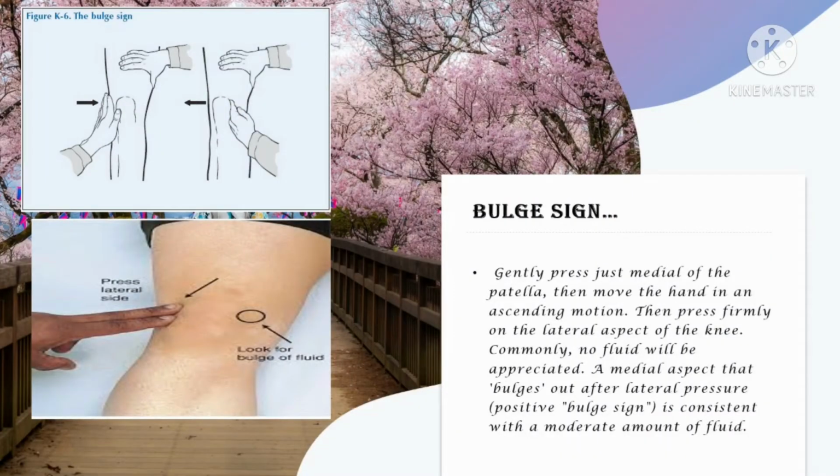Bulge sign. Gently press just medial of the patella, then move the hand in an ascending motion. Then press firmly on the lateral aspect of the knee. Commonly, no fluid will be appreciated. A medial aspect that bulges out after lateral pressure, a positive bulge sign, is consistent with a moderate amount of fluid.